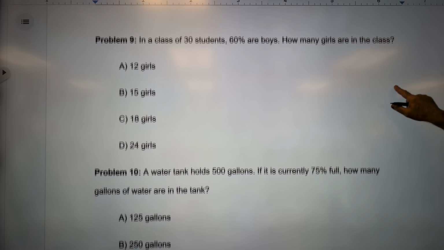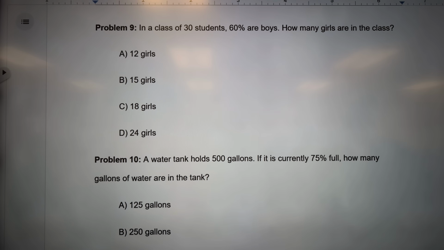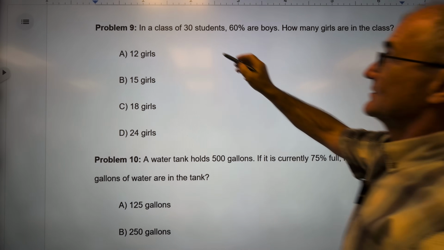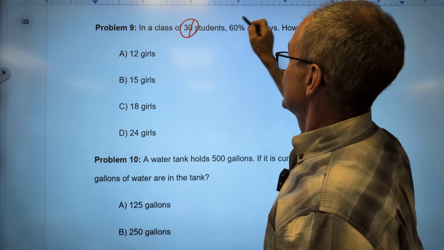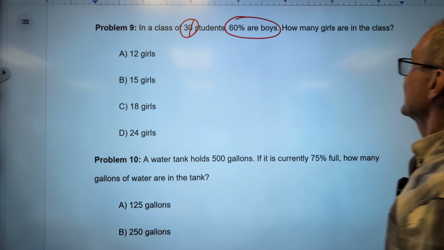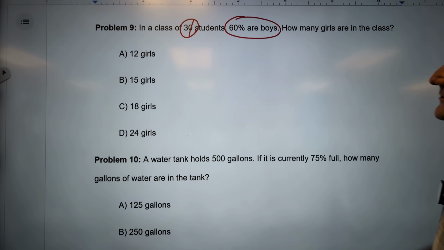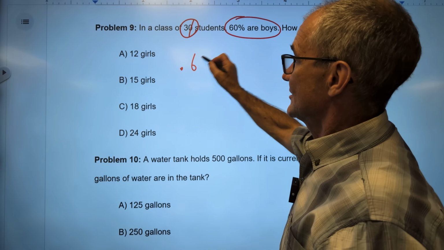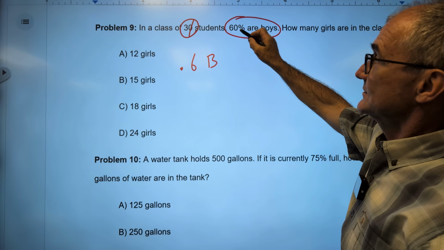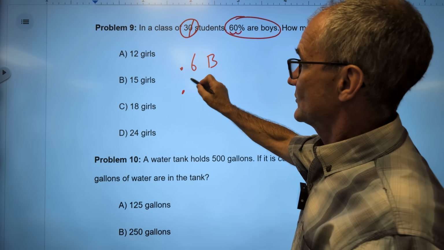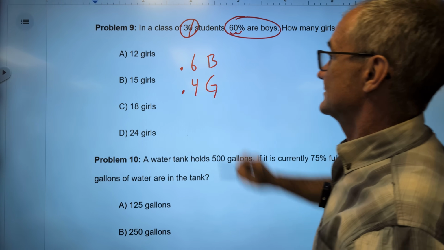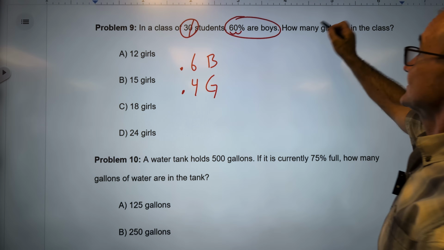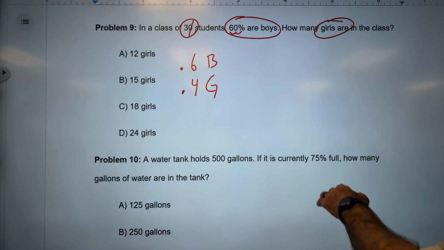Problem number 9. Class of 30 students, 60% are boys. How many girls? Well, I know that 60 are boys. Convert to a decimal. Therefore, 40 are girls. How many girls? I want to know the number of girls.